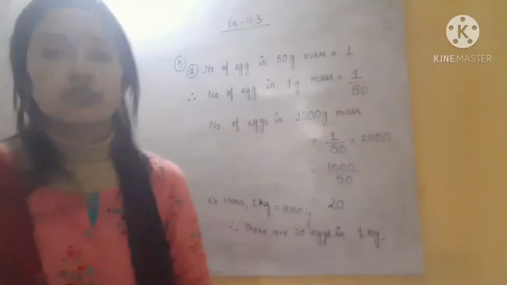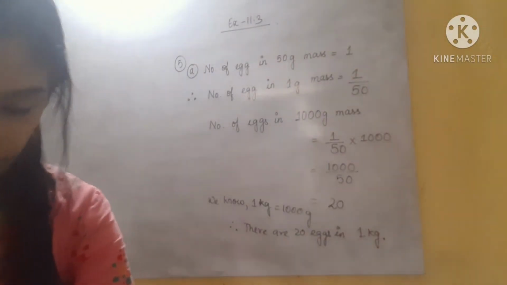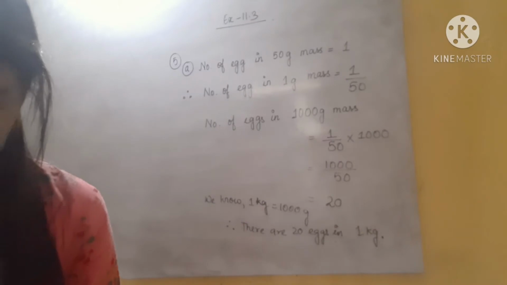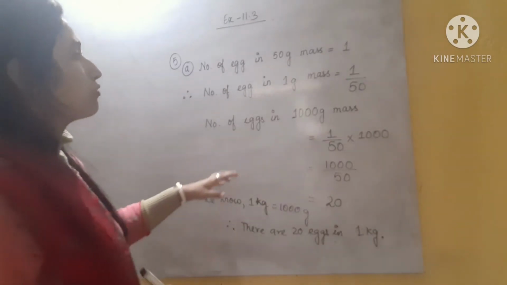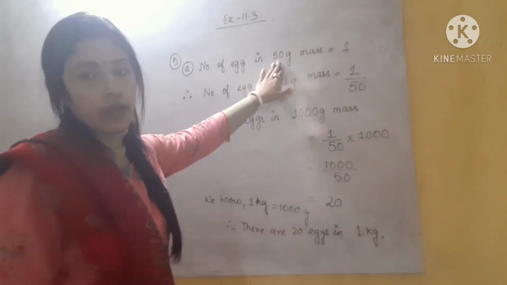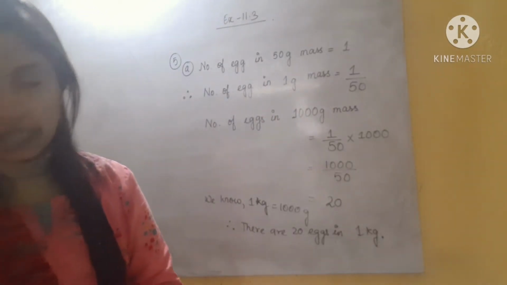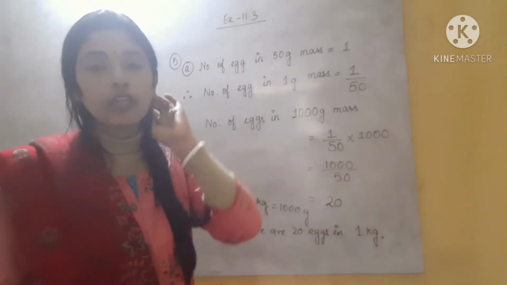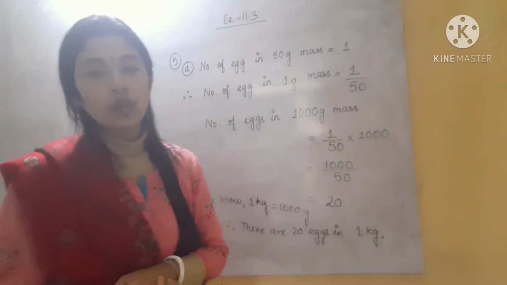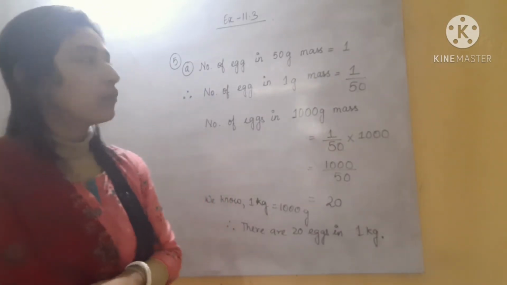Students, the next question is question number 5a. Here you can see the mass of one egg is given, 50 gram. Now we have to find how many eggs will be there in 1 kg. We know that 1 kilogram is equal to 1000 gram. So first of all we will write like this.